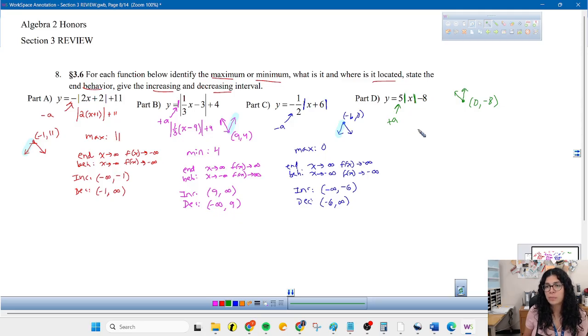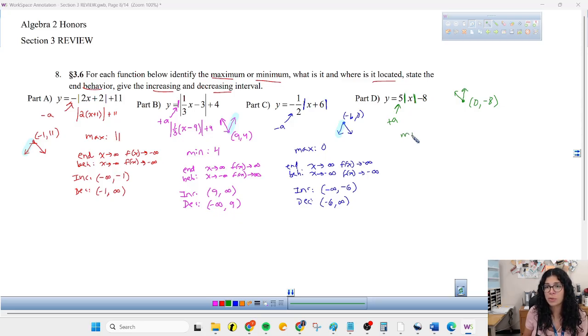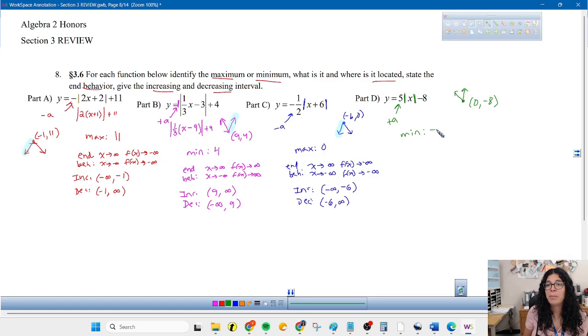So now we can go ahead and answer our key features. In this case, it would be a minimum of -8. The end behavior matches the one for part B since it's upward facing. So the right side goes up to positive infinity, and the left side goes up to positive infinity as well.